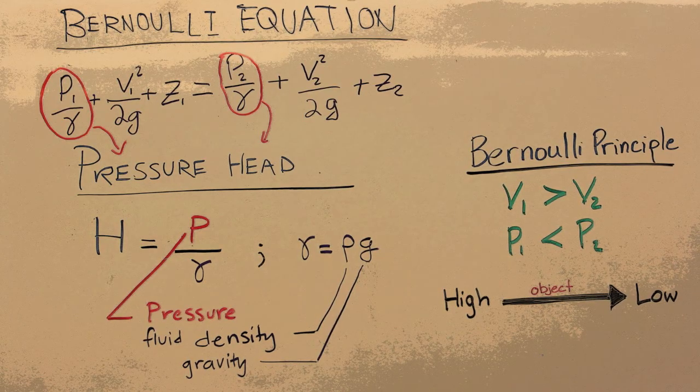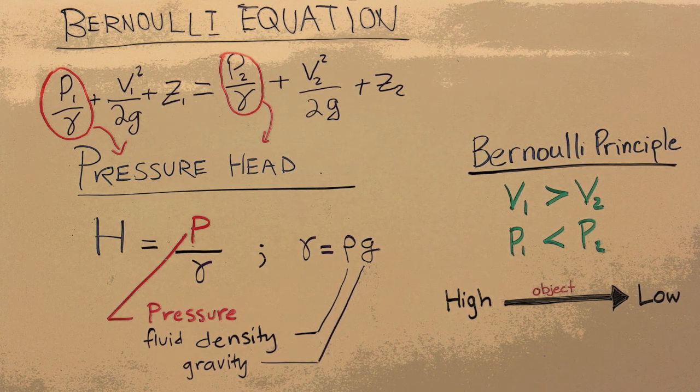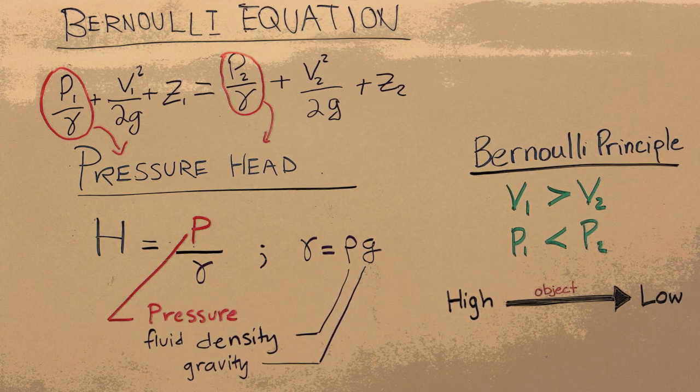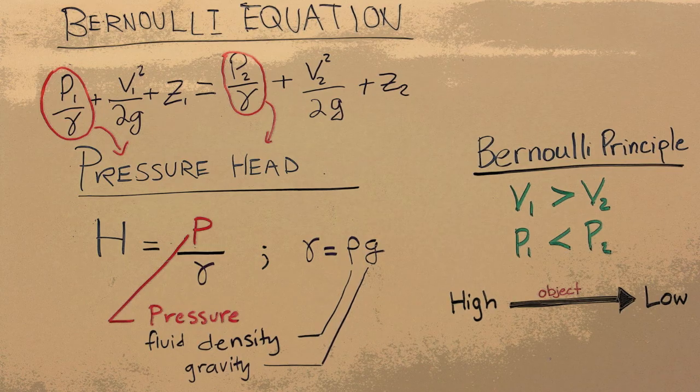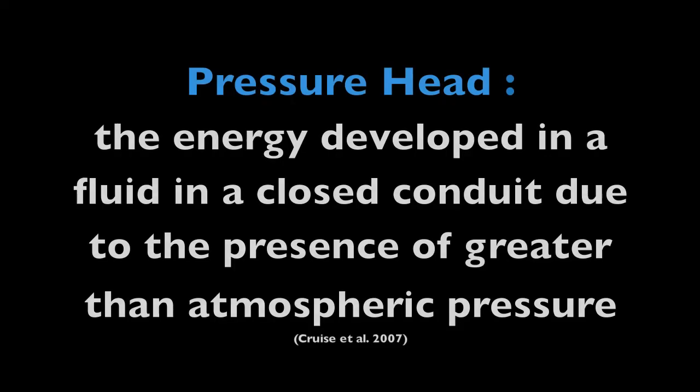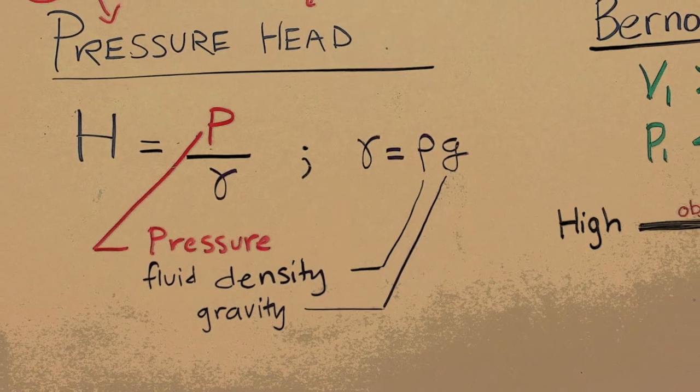To understand the phenomenon of a ball spinning on a jet of water, let's introduce two fundamentals of fluid mechanics, the Bernoulli equation and Bernoulli principle. The formula for the Bernoulli equation includes the pressure head, which is the energy developed in a fluid in a closed conduit due to the presence of greater than atmospheric pressure, and is expressed in meters.